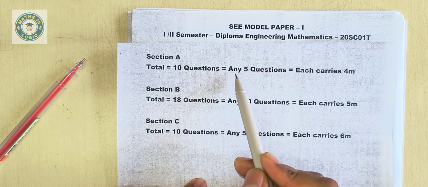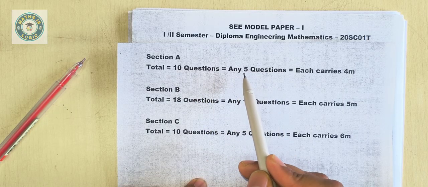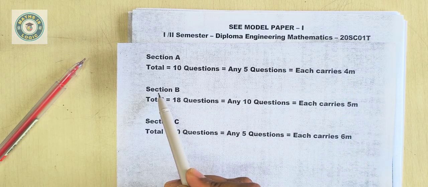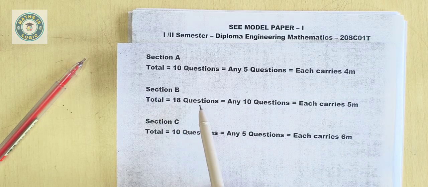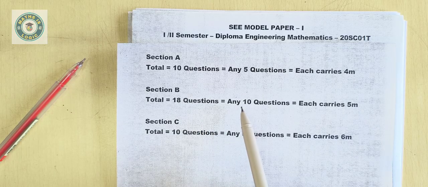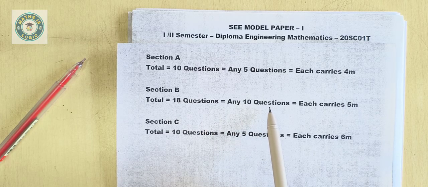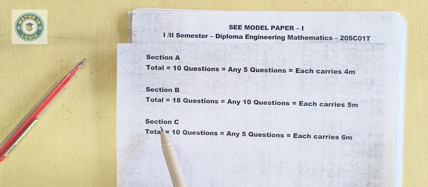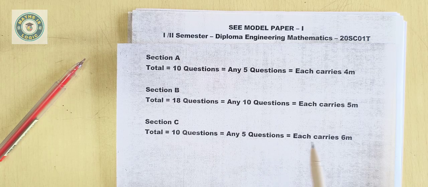In that you need to solve any 5 questions. Each question carries 4 marks. In section B a total of 18 questions will be there. In that you need to solve any 10 questions. Each question carries 5 marks. And in section C there are a total of 10 questions. In that you need to solve 5 questions. Each carries how many marks here? 6 marks.